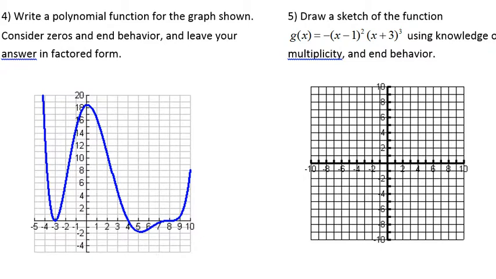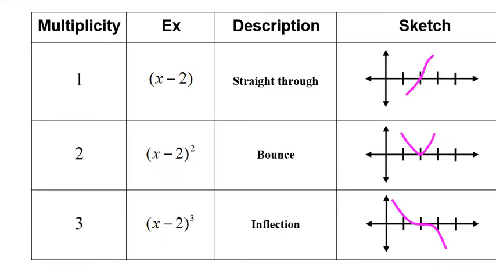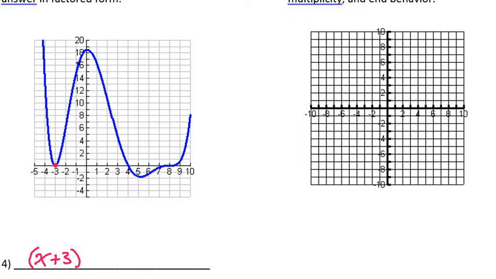So when I look at this function, I think a couple of things. But the main thing I think is, what are the zeros? I have a 0 here at -3. Now, a 0 at -3 is going to translate into a factor of x plus 3. Now, notice this is a bounce, and we decided that if we had a bounce, that's going to be when we have a multiplicity 2, a factor that is squared. So that's how I know this one will be squared.